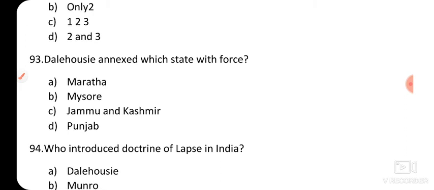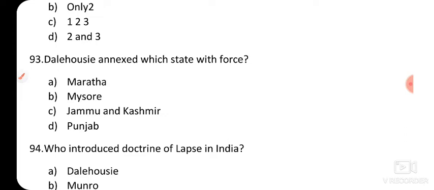Question number 93. Dalhousie annexed which state with force? Dalhousie also came with his unique annexation policy, like Lord Wellesley, who came up with the policy of subsidiary alliance. Dalhousie also came with his own policy that we will discuss in the next question. So question number 93 is about forceful annexation. Dalhousie annexed which state with force?